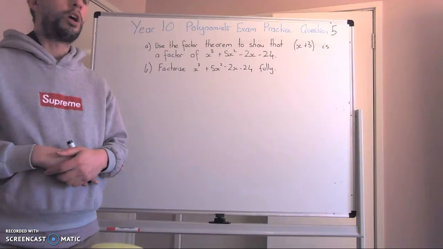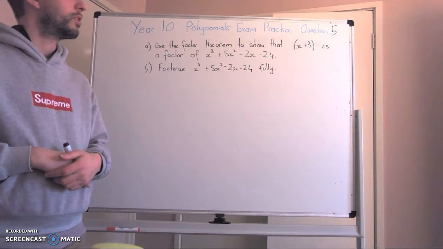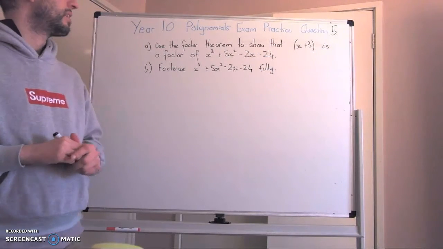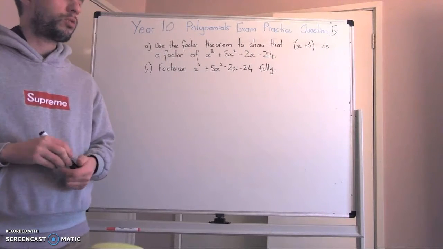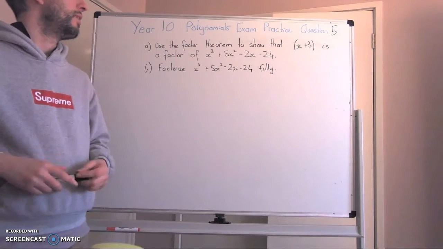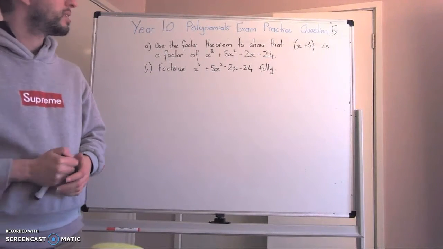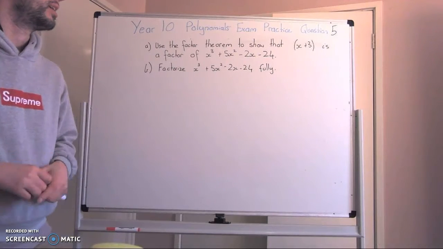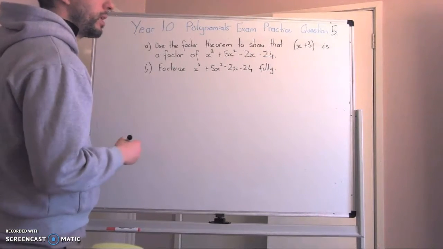Year 10 Polynomials Exam Practice Question 5. Use the factor theorem to show that x plus 3 is a factor of x to the power of 3 plus 5x squared minus 2x minus 24.